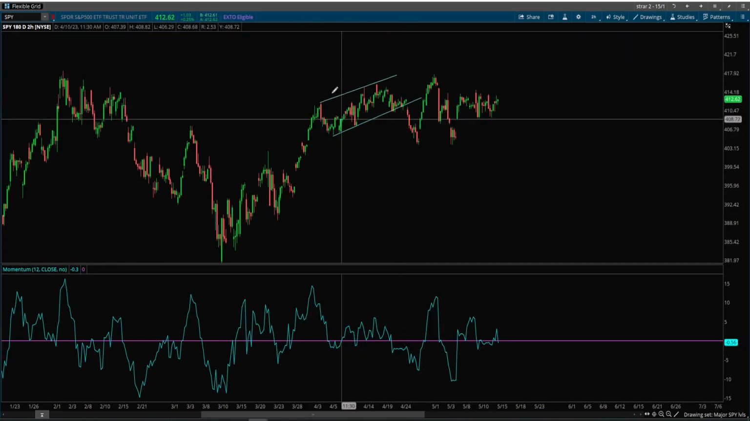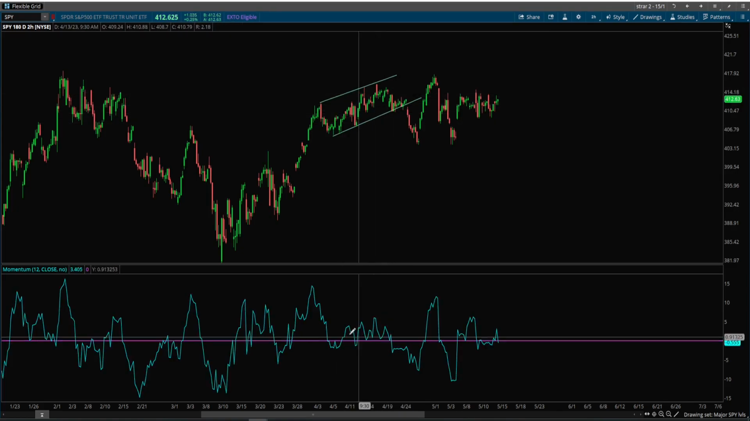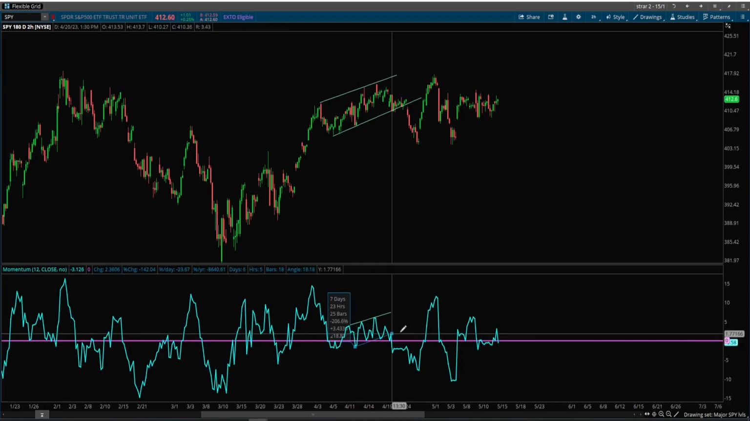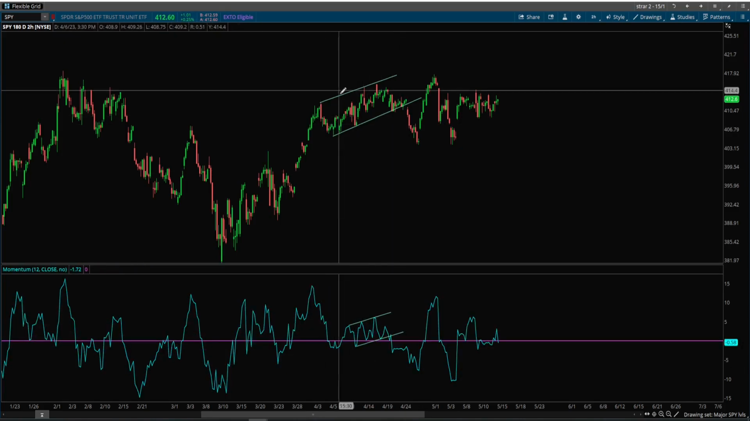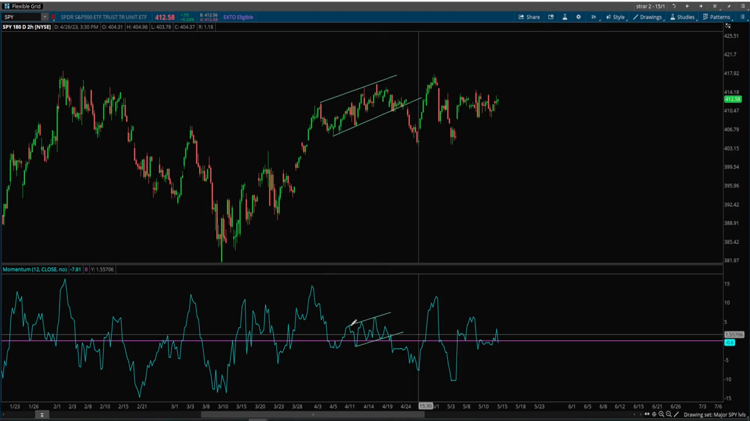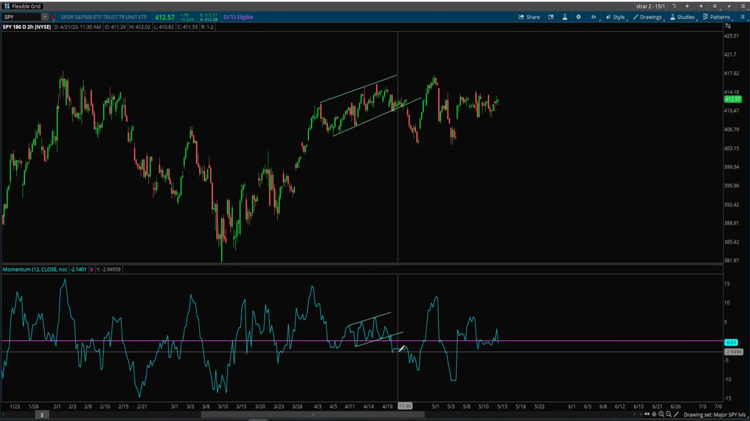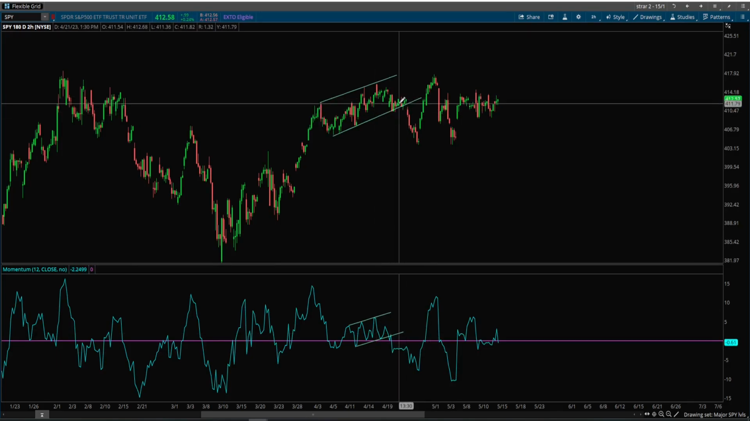So for example here, we can just draw out this price pattern on the S&P 500. As you can see, you have this ascending channel here, and we can come down to the momentum and draw out our same pattern down here. So you have the ascending channel on the 2-hour chart, and you have it down here as well on the momentum, but you do get a momentum break to the downside, right? While price is still inside of the pattern.